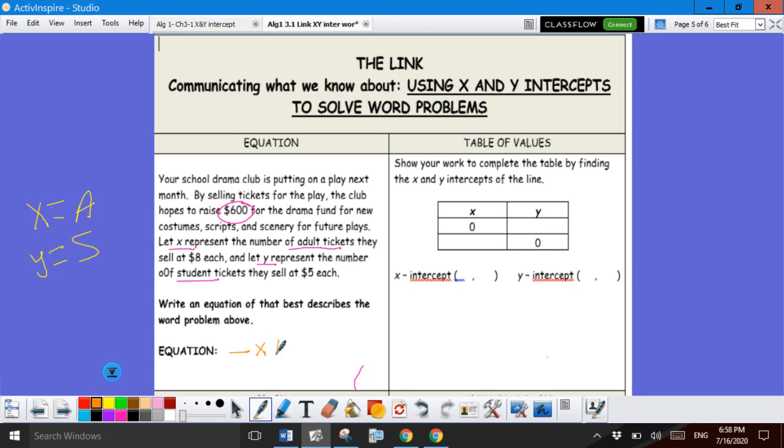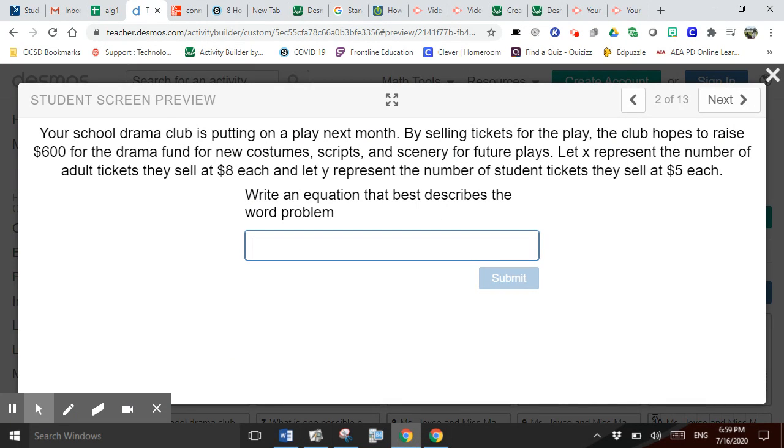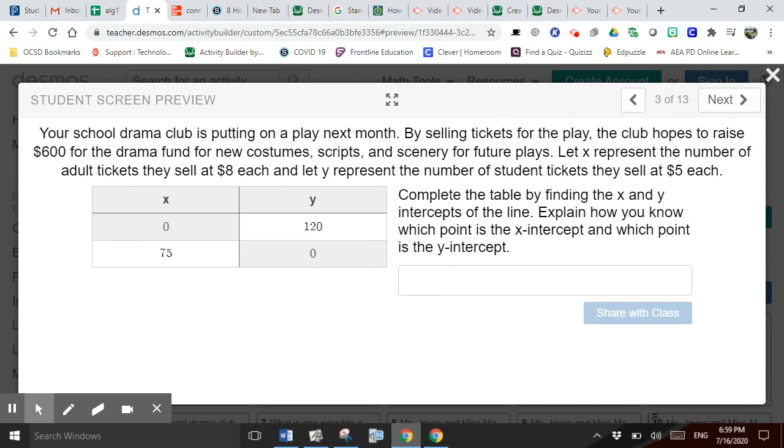So I have something X plus something Y, give myself a little more room there, is equal to my total of $600. It says the adult tickets are $8 and the child tickets are $5. So we just came up with our equation. Go ahead and on your slide 2, type in your equation: 8x plus 5y is equal to 600. Submit that and move on to your next slide.